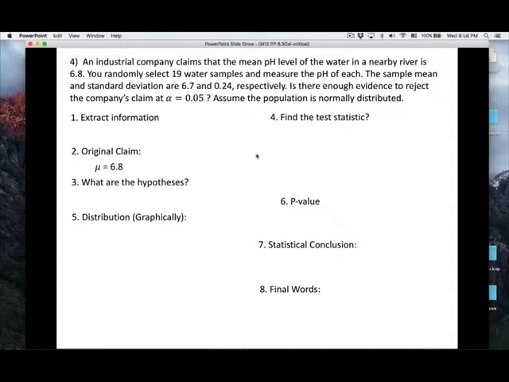Then look for your formula. Which formula are you going to use for the test statistic? You'll be using this one, right? Because they gave the sample standard deviation, so S is given, it will be the t distribution. Then based on the formula, you need to figure out these 4 values. You should have a sample size equal to 19, the sample mean, the sample standard deviation, and then the population mean, which always equals the original claim, which is 6.8.